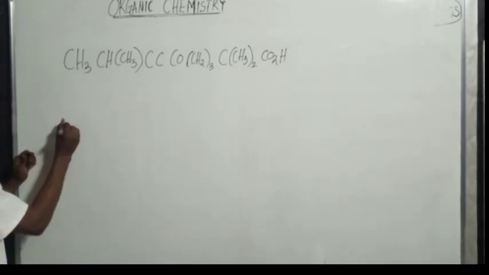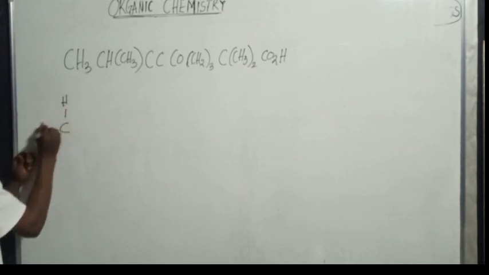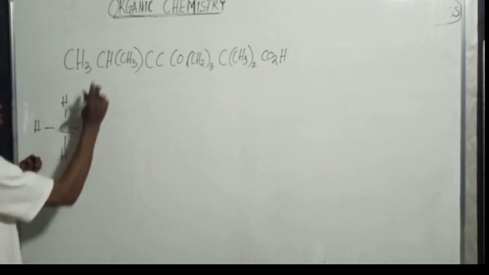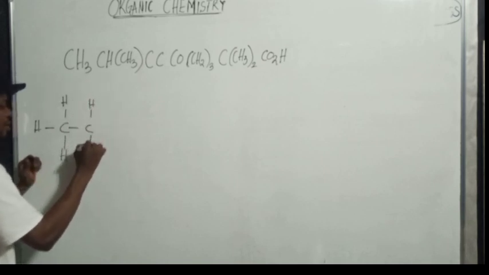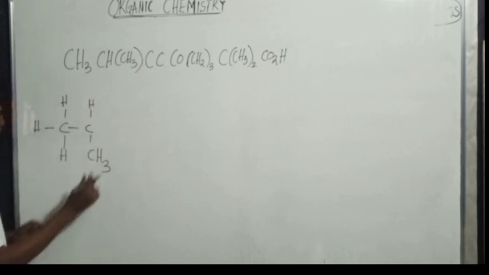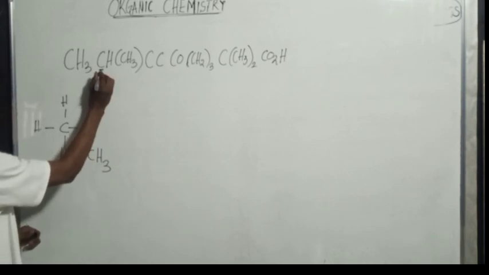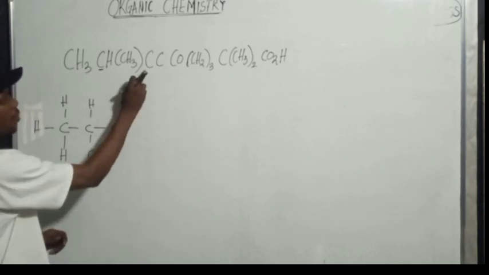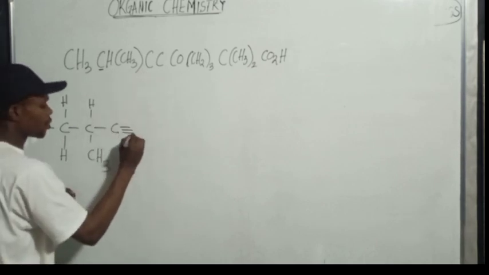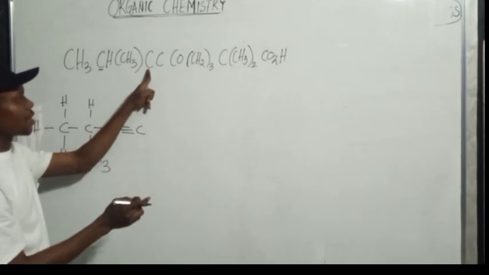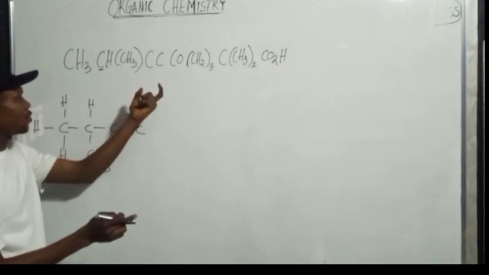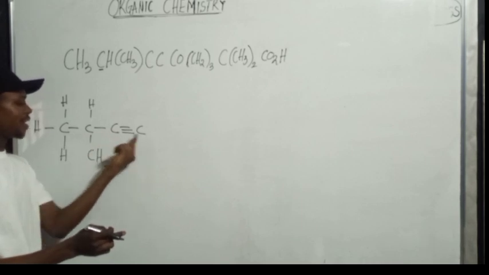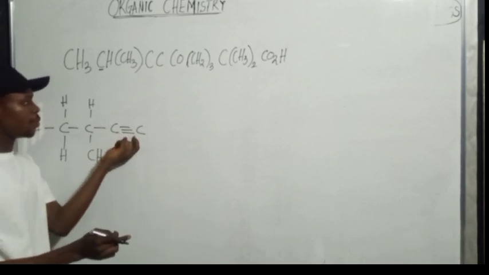So here we have a carbon, here we have hydrogen, hydrogen, and hydrogen, right? Then here we have this one, hydrogen, and CH3, right? So this hydrogen atom, we have hydrogen and CH3. Then now here we have a triple bond, right? Because this carbon here and these two here are not having a double bond, so this one is connected to each other with a triple bond.